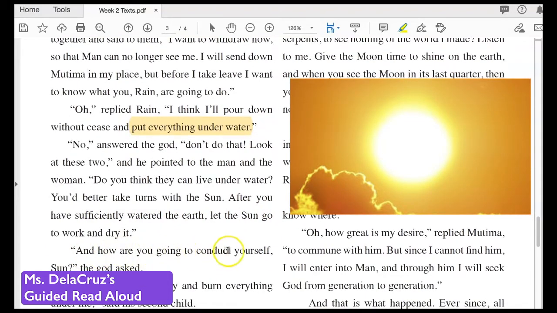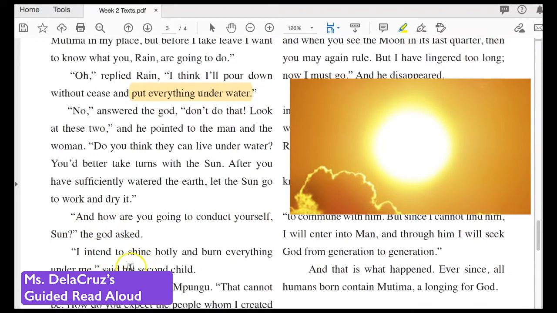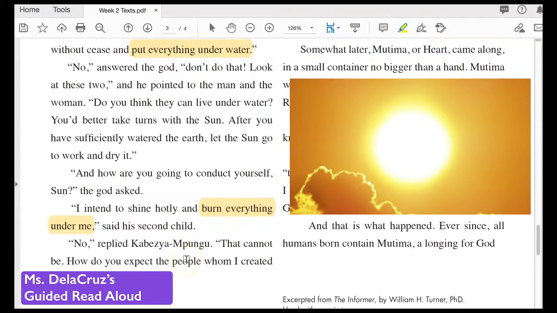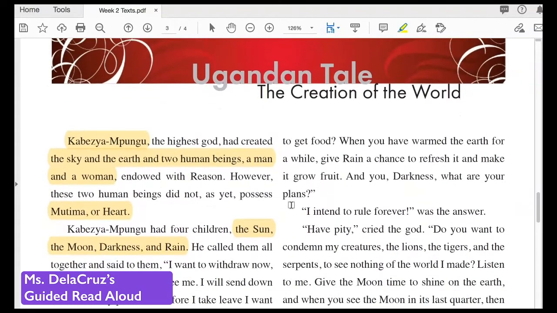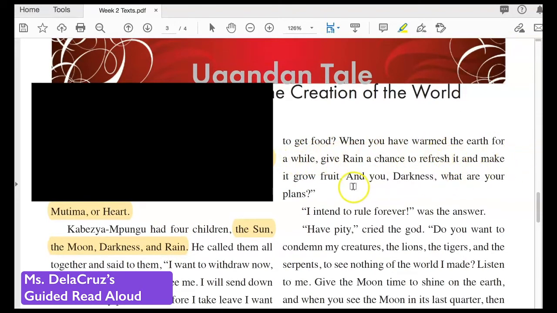"And how are you going to conduct yourself, son?" the god asked. "I intend to shine hotly and burn everything under me," said the second child. "No," replied Kabeza Mupungu, "that cannot be. How do you expect people whom I created to get food? When you have warmed the earth for a while, give rain a chance to refresh it and make it grow fruit. And you, darkness, what are your plans?"